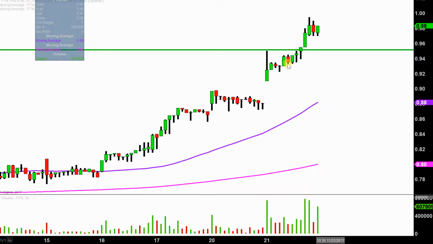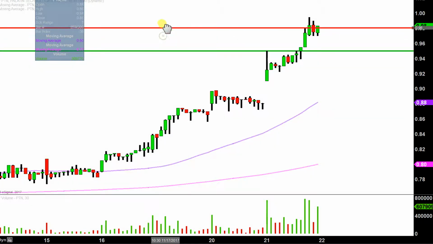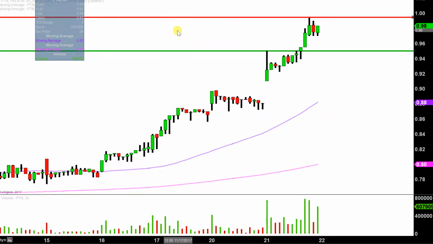What about areas of resistance? If this upwards move is going to continue, where are some next potential battlegrounds? Pretty straightforward at this point in time, and I'm just going to talk about one, and that's right up there at basically the dollar level.